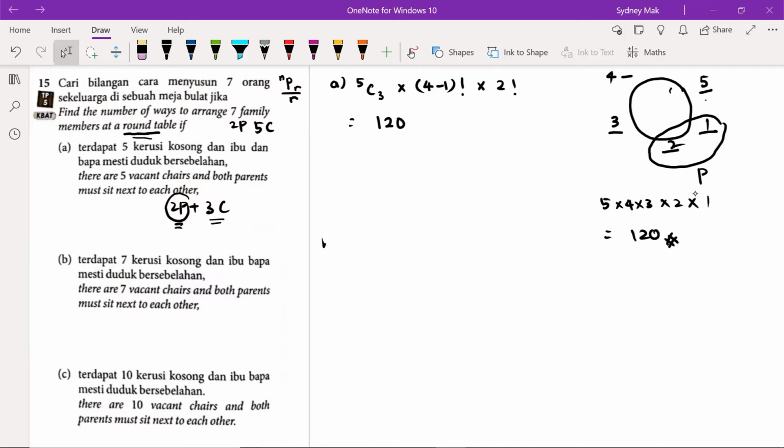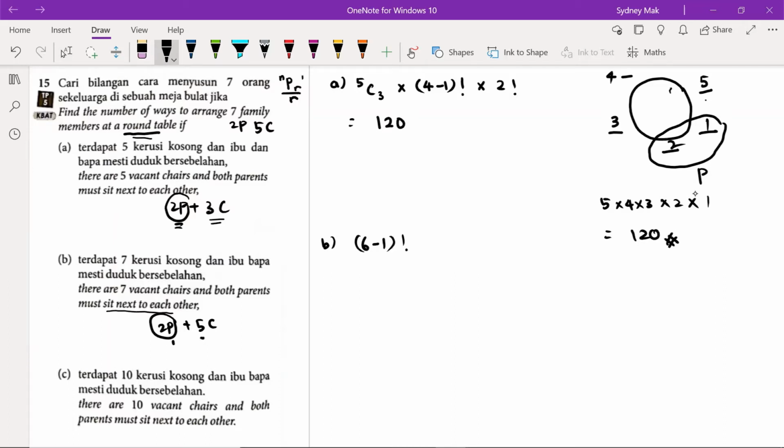And part B, we have 7 vacant chairs. We have 7 family members, so all will sit in, but both parents must sit next to each other. So again, 2 parents, consider one item, and then plus 5 children. How many items are there for us to arrange? We consider 5 plus this one item, one group. So we have 6 items to arrange. When they sit in a circle, it is 6 minus 1 factorial.